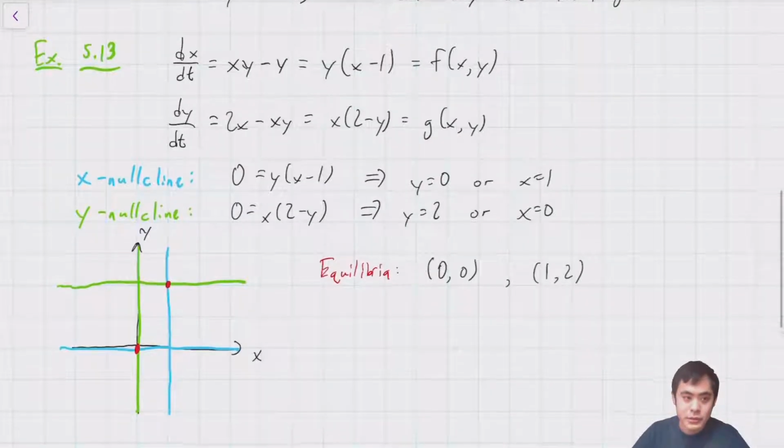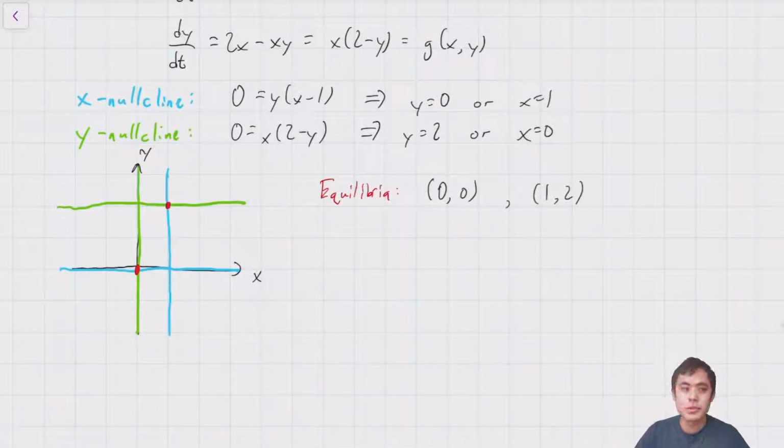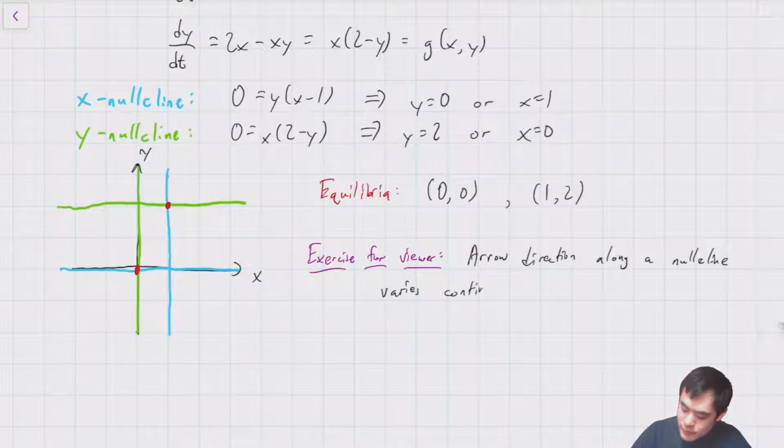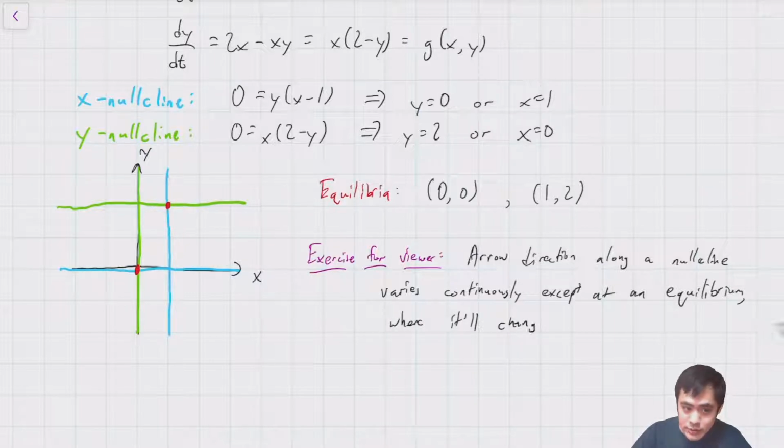Okay. And one of the other fun facts about this, which I am going to ask you to prove in an exercise, so exercise for the viewer, is that the arrow direction along a nullcline varies continuously except at an equilibrium, where it'll change direction if the determinant of the Jacobian at the equilibrium is not equal to 0.